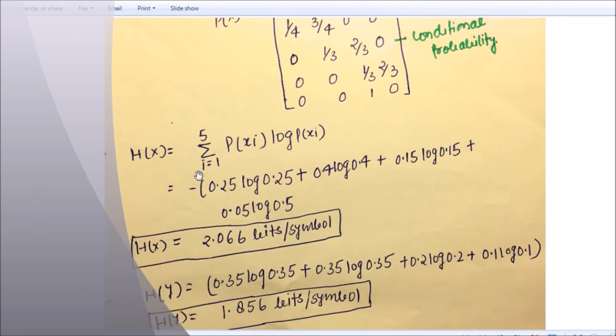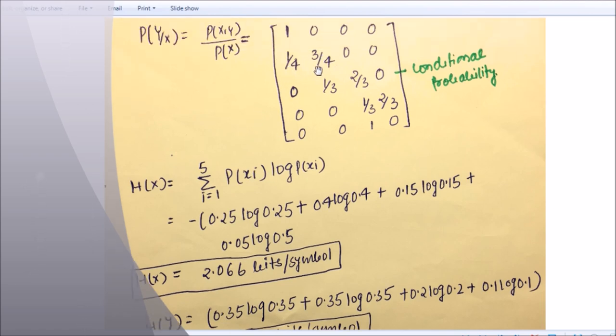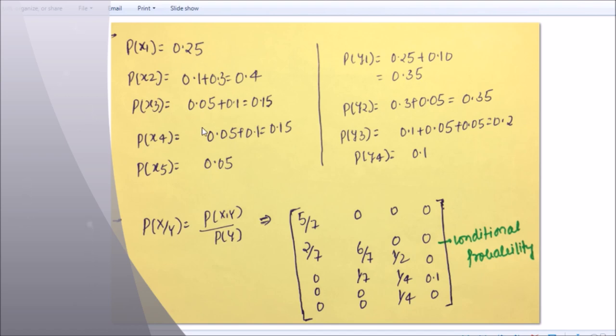So H(X) is equal to the summation for i equal to 1 to 5, because there are 5 terms, 1 2 3 4 5 rows, of PXi log PXi. Always use log with base 2. So 0.25 log 0.25, 0.4 log 0.4, 0.15 log 0.15, 0.05 log 0.05. PXi means I have 5 terms like PX1, PX2, PX3, PX4 and PX5. See here, are you seeing?